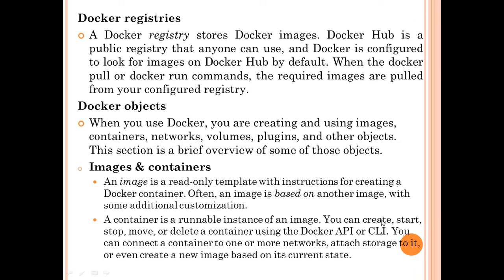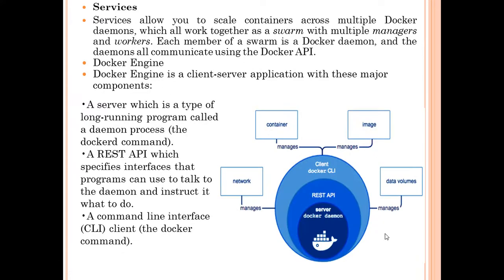You can create, start, stop, move, or delete a container using Docker API or CLI. API, you are aware what this is? Application Programming Interface. CLI is command line interface. So generally we can work with CLI and API both to interact with the container. You can connect it with the container, you can attach it to new networks, whatever you want to, you can do that. Now, how does this actually work?